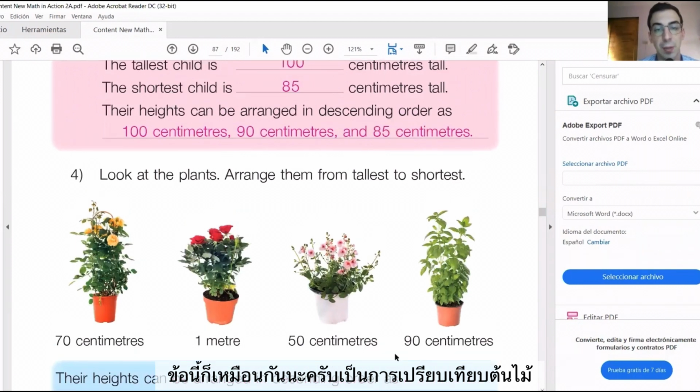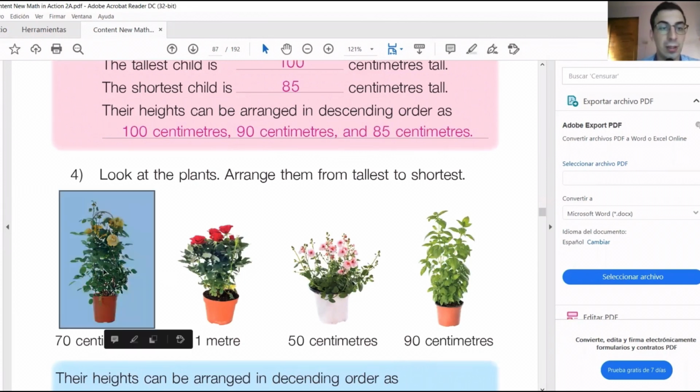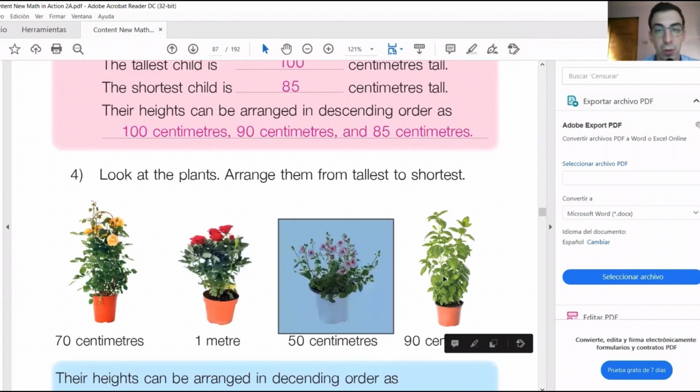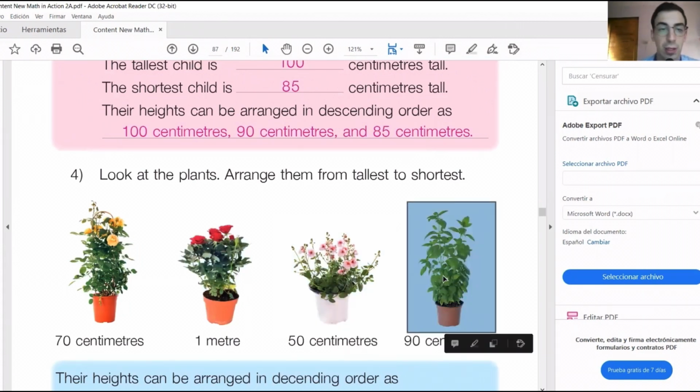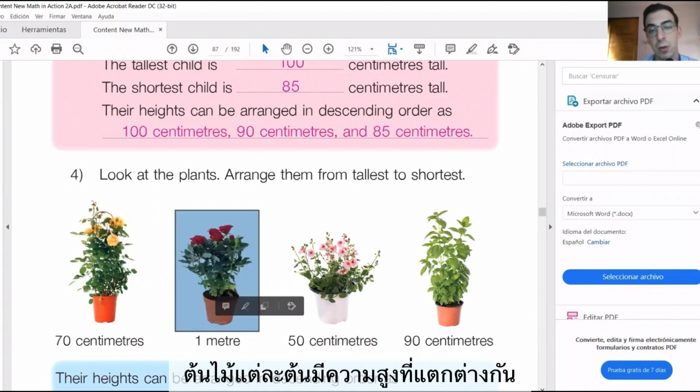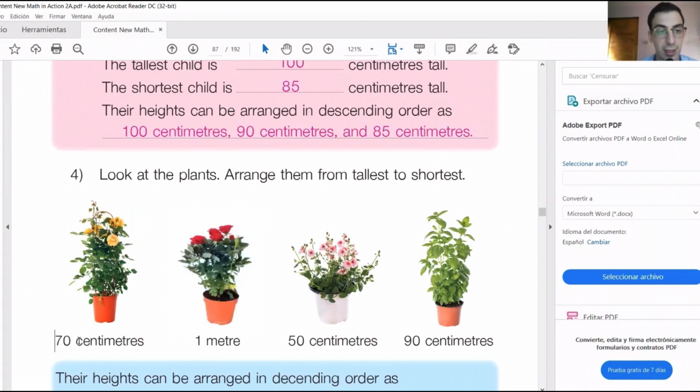Here we have the same. We have a comparison between trees, okay? We have 1 tree, 2 trees, 3 trees, and 4 trees, or we can say plants. You could say trees or plants. So as you see, each plant or each tree has a different height. This one has 70 centimeters. This one has 1 meter. This one has 50 centimeters. And this one has 90 centimeters.